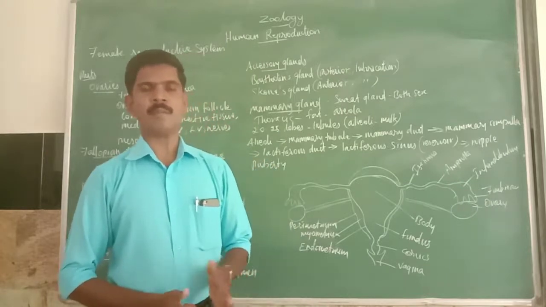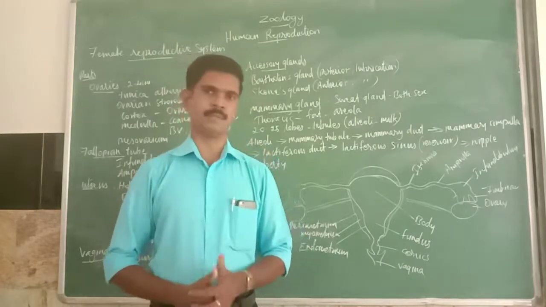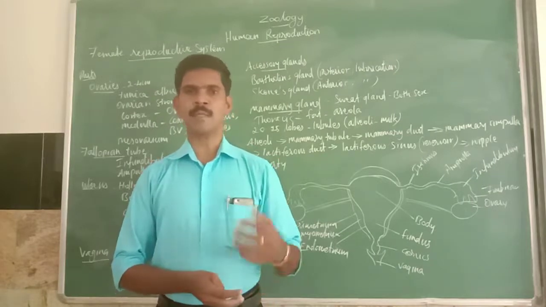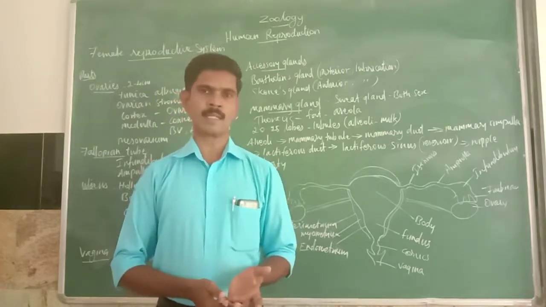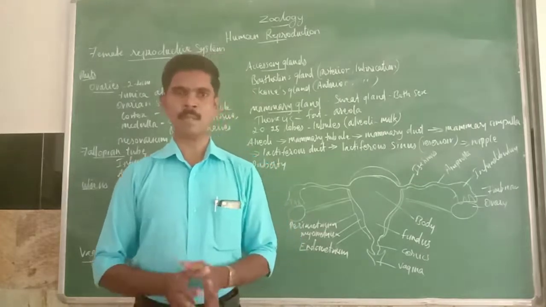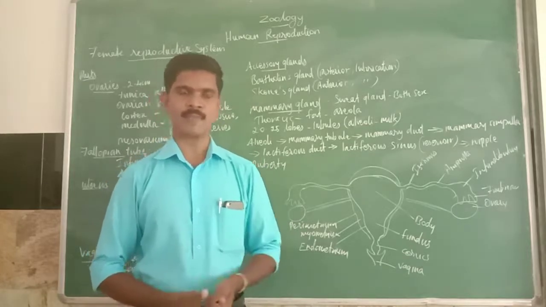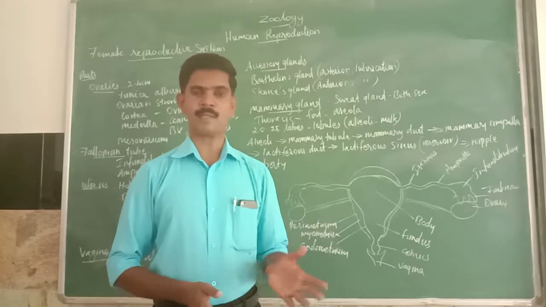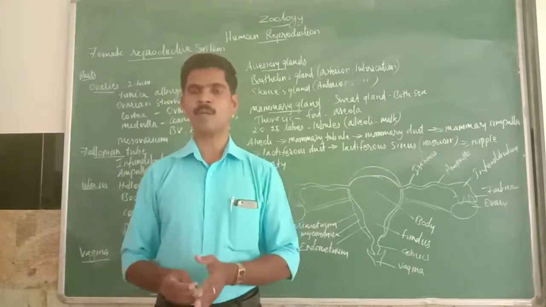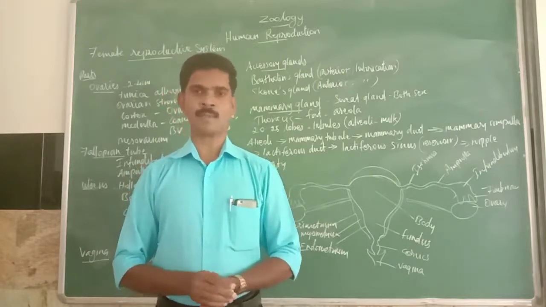See, this female reproductive system is a little more complex than the male reproductive system. Because in the male reproductive system, the functions are the production of the gamete, the male sex cells, and transporting the gamete to the female reproductive system. But in the female reproductive system, it does some additional functions. For example, ovulation. Ovulation means the process of release of the egg from the ovary. This is an additional function of the female reproductive system.